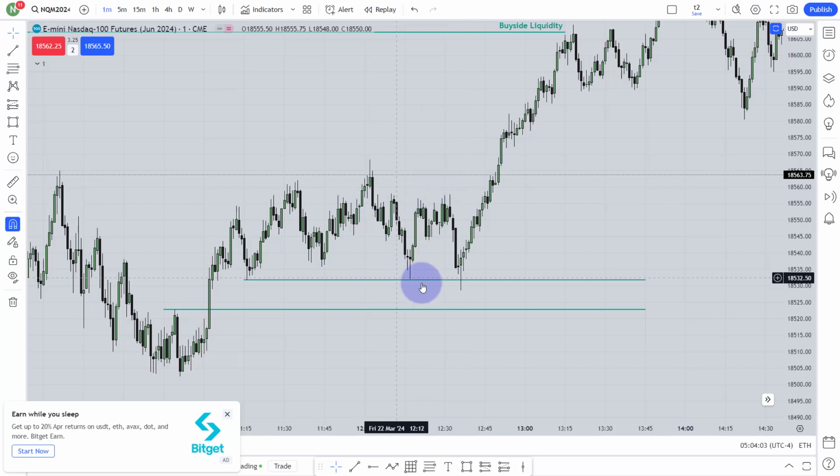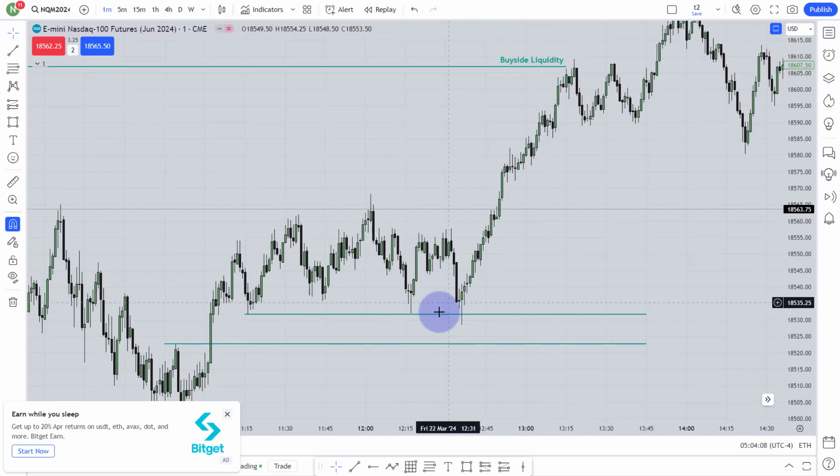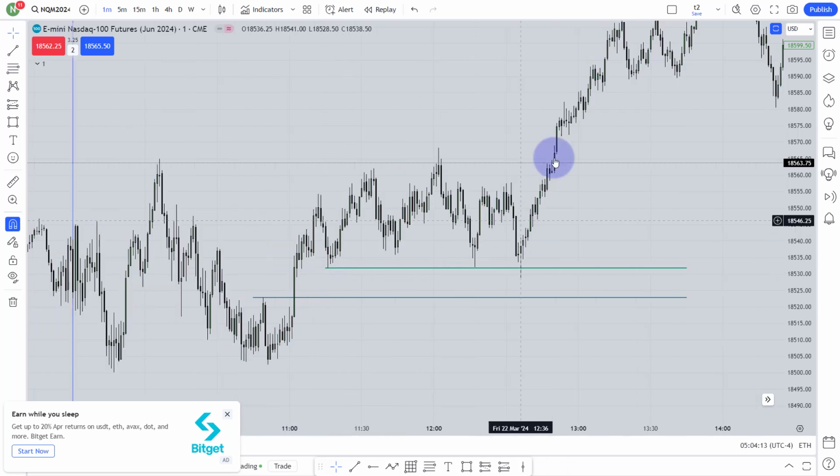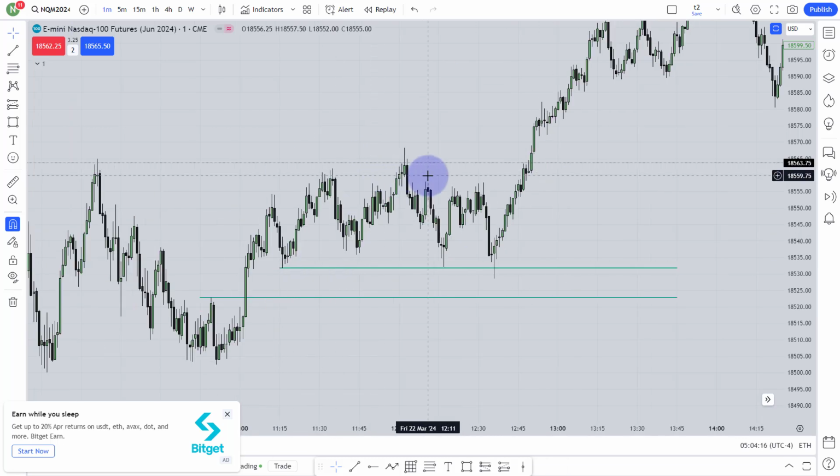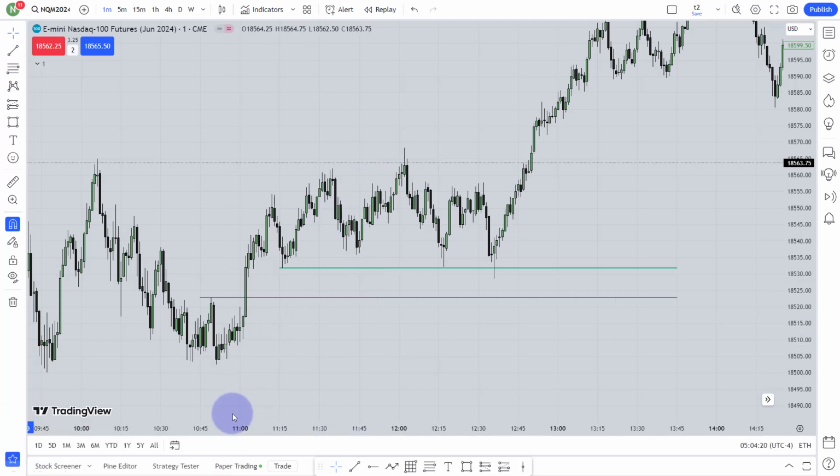Now you can see there was no market structure shift, no clean market structure shift, and no entry opportunity in the morning session. What does it mean? That means you just missed your entry. In the morning session, you didn't get any entry. So the market is not going to give you the A plus setup every single session, every single day. Every single day you will get at least one, but not in every session.